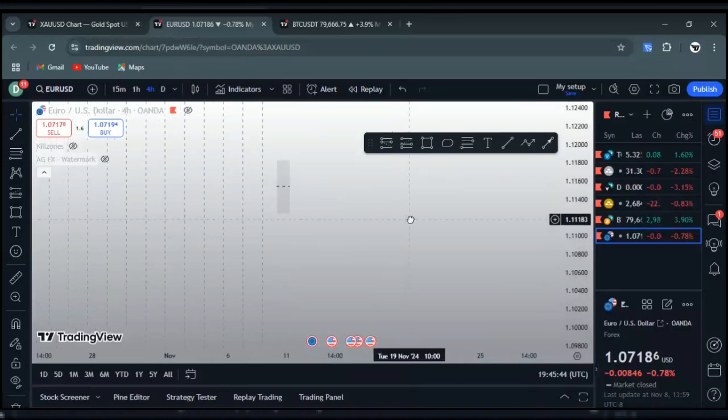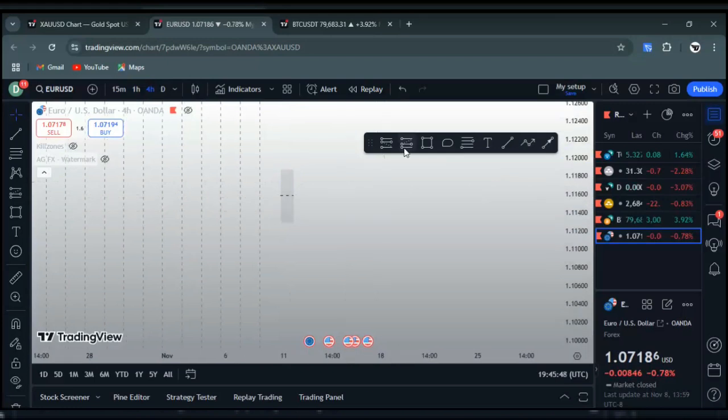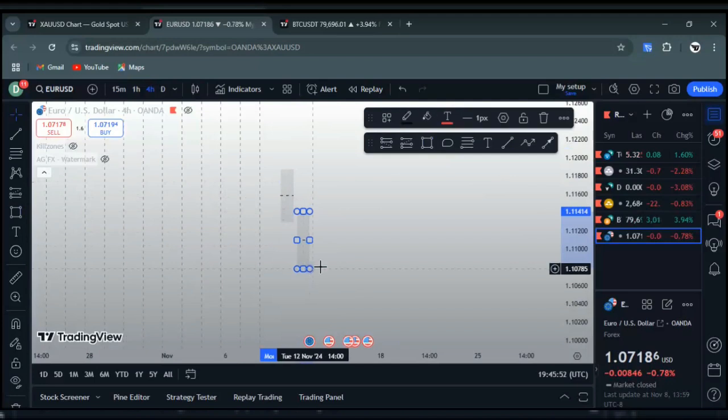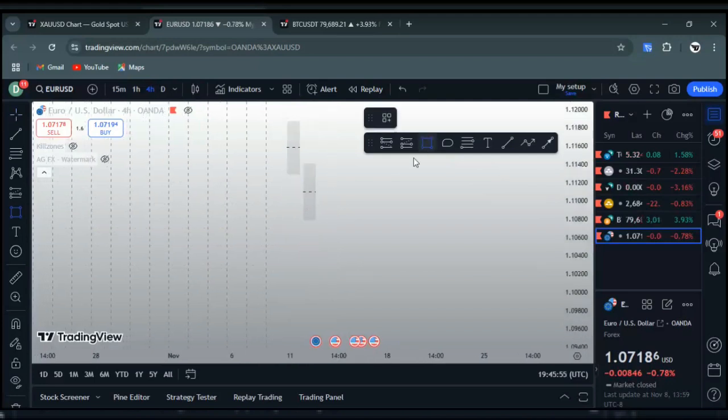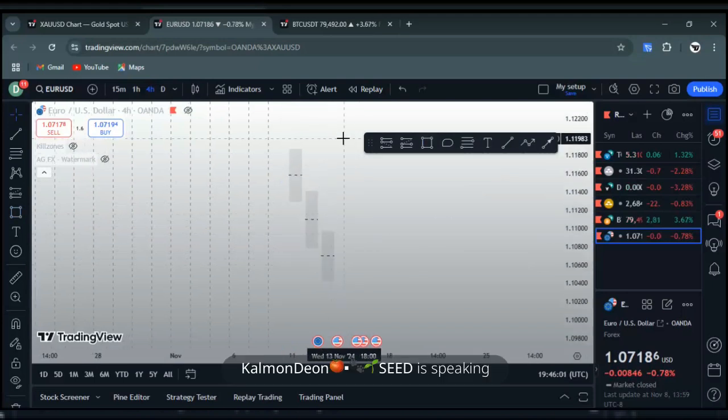Well, I spoke about fair value gaps. I said fair value gaps are those candles that are created when there is an impulsive movement to either the upside or the downside, and there's this gap that is being created in between these two to three candles.